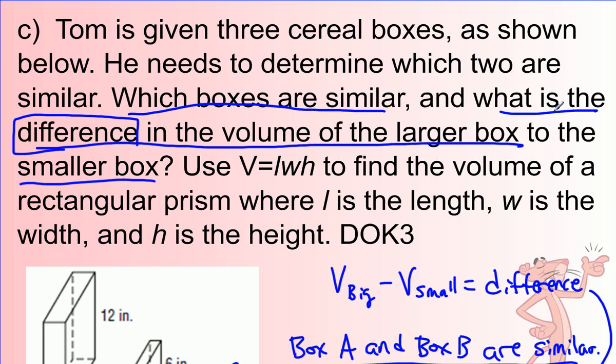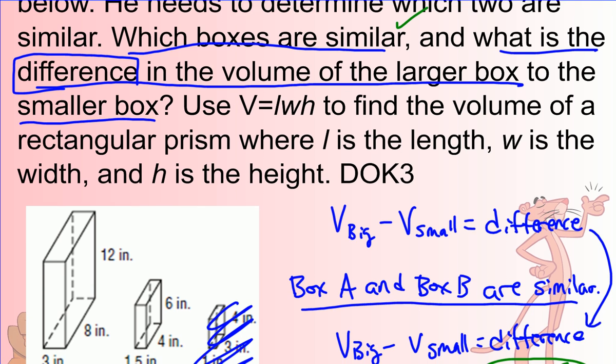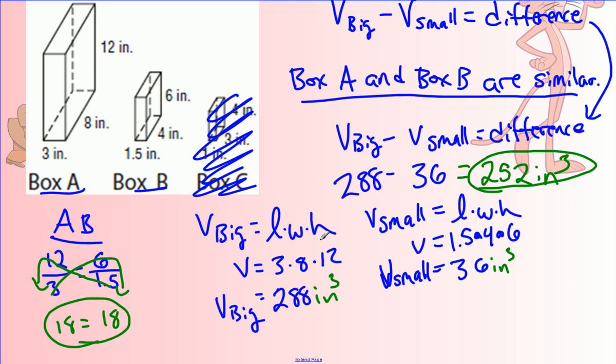So let's see what we have here. Which boxes are similar? I have boxes A and B are similar. Alright, check. What is the difference in the volume of the larger box to the smaller box? The difference is found by subtracting the two. So I subtracted the volume of the larger one, which I found here, minus the volume of the smaller one, which I found down here. And when I subtracted them, I found the difference is 252 inches cubed.